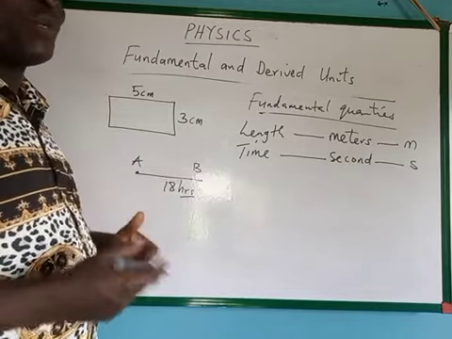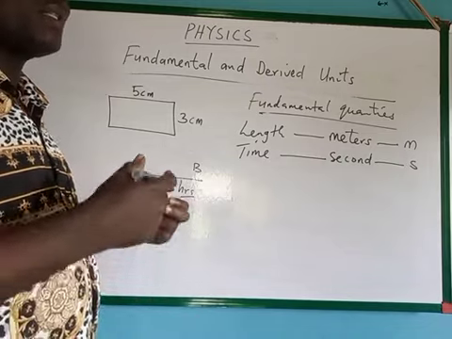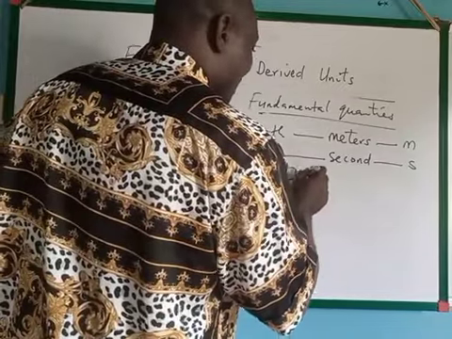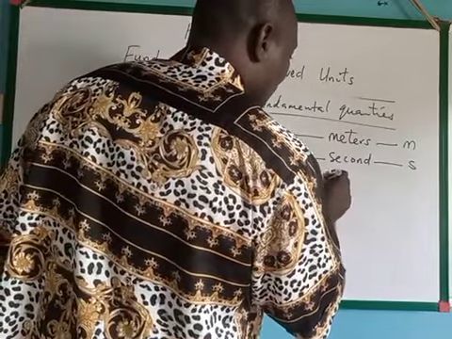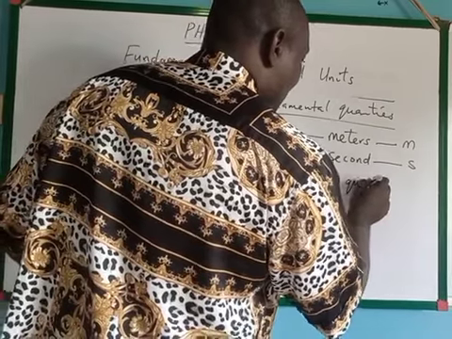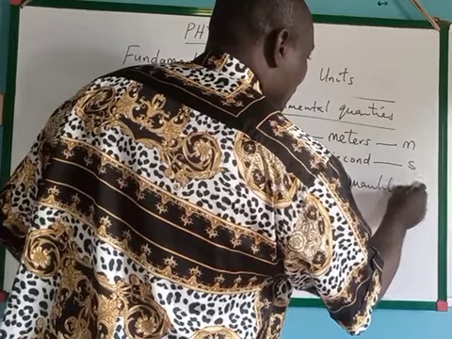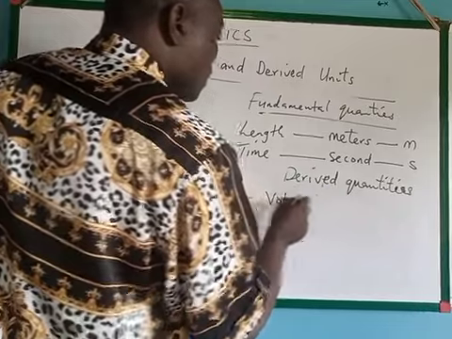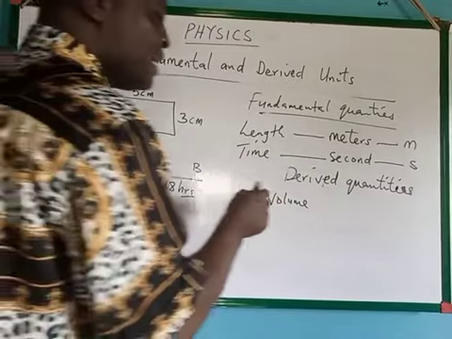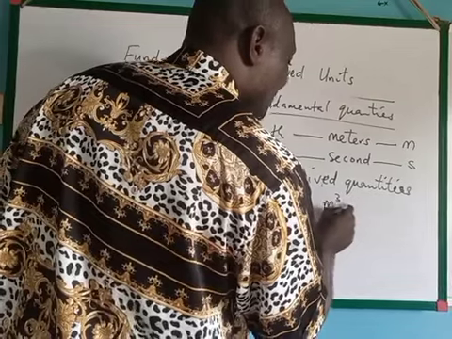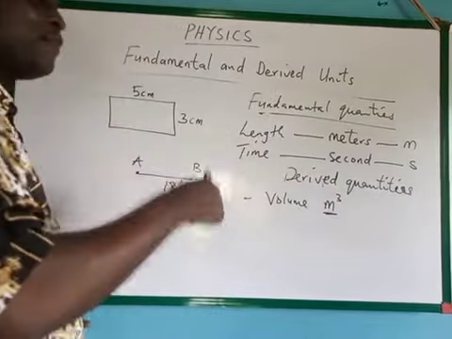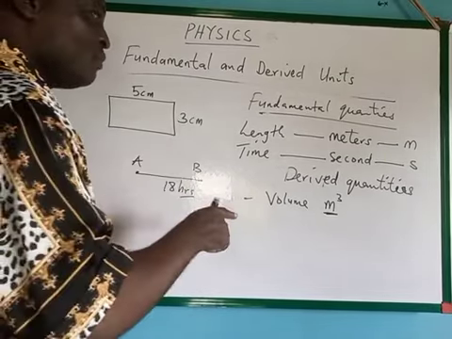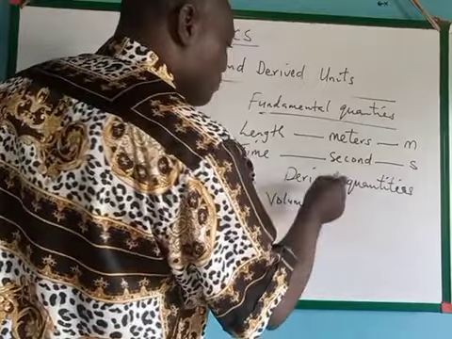What were the examples we gave last class? What were the examples of derived quantities? Look at derived quantities. We gave examples as what? 1. Volume. What is the SI unit of volume? Meter cube. So this meter cube becomes a derived unit. Volume has this as a derived unit, meter cube.